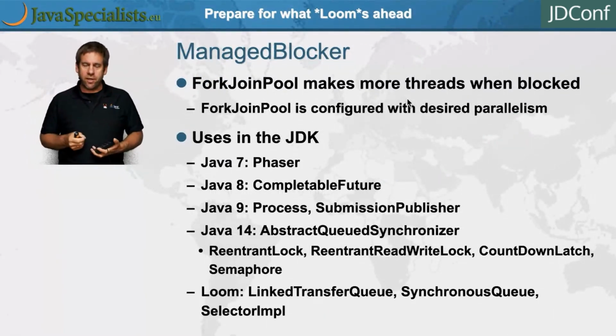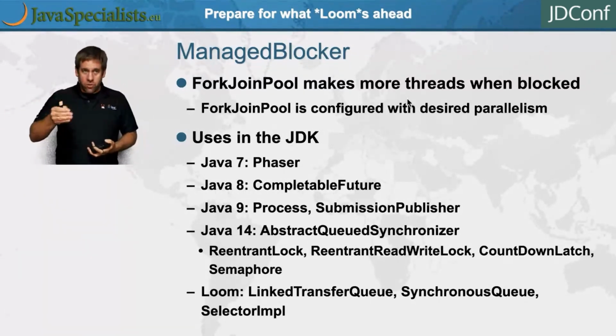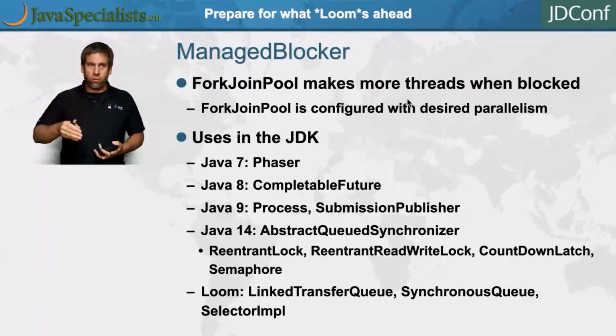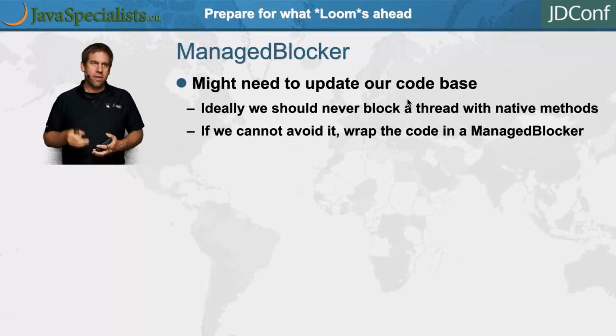ManagedBlocker is one thing. ManagedBlocker allows the fork join pool, which is what the carrier threads are using, to create more threads if you block. In Java 7, only the Phasers supported this, but in Java 14, AbstractQueuedSynchronizer supports that, which means ReentrantLock, and therefore all the blocking queues also support this. So if you do have to block, your fork join pool will create additional threads to keep your parallelism high. So this is also really convenient. Now, you might need to implement this in your own code base. Have a look in the JDK at how to do ManagedBlocker.